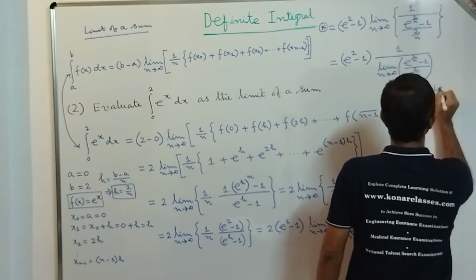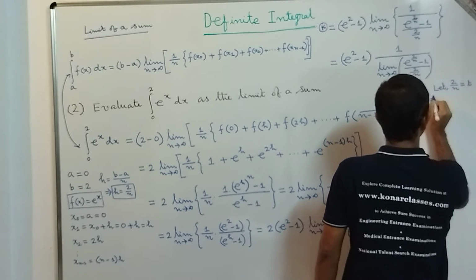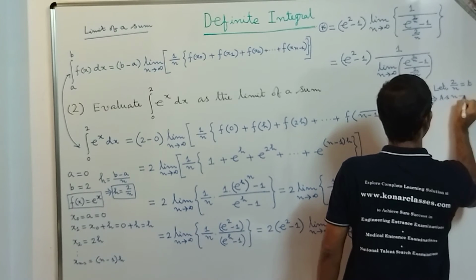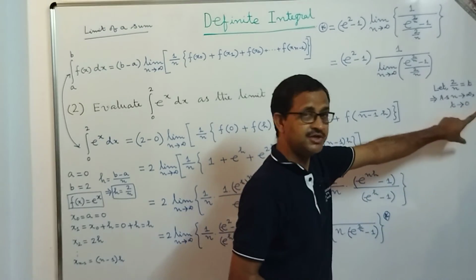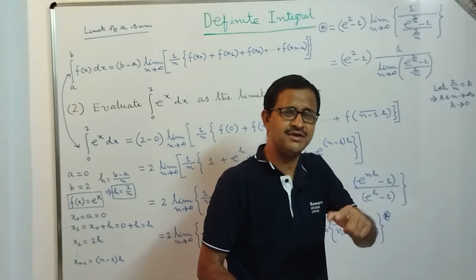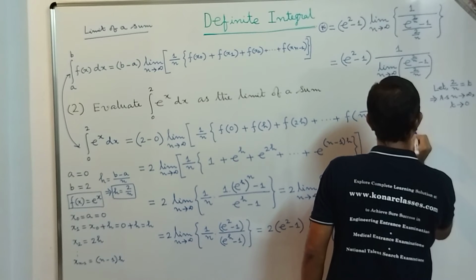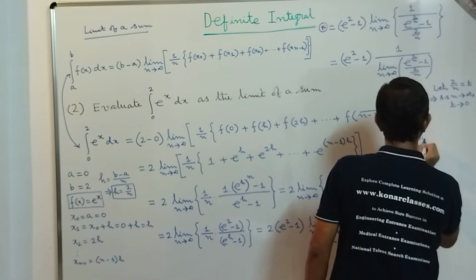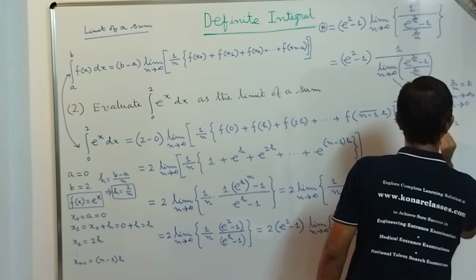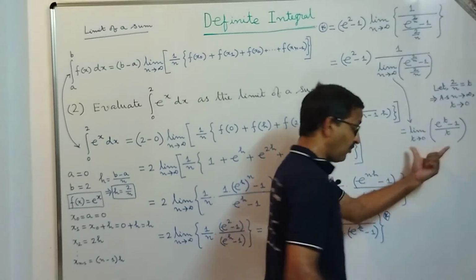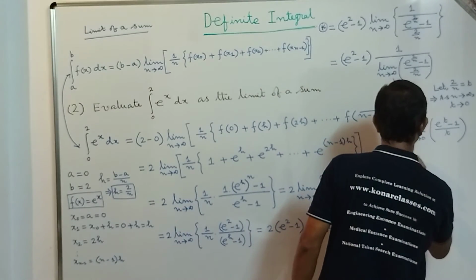Let us assume that 2 by n is equal to t. That implies as n tends to infinity, t is tending to 0, since 2 by infinity is 0. So this limit becomes limit of t tending to 0, e power t minus 1 divided by t. And this is a standard limit formula, if you recall from class 11th knowledge. So this value is equal to 1.